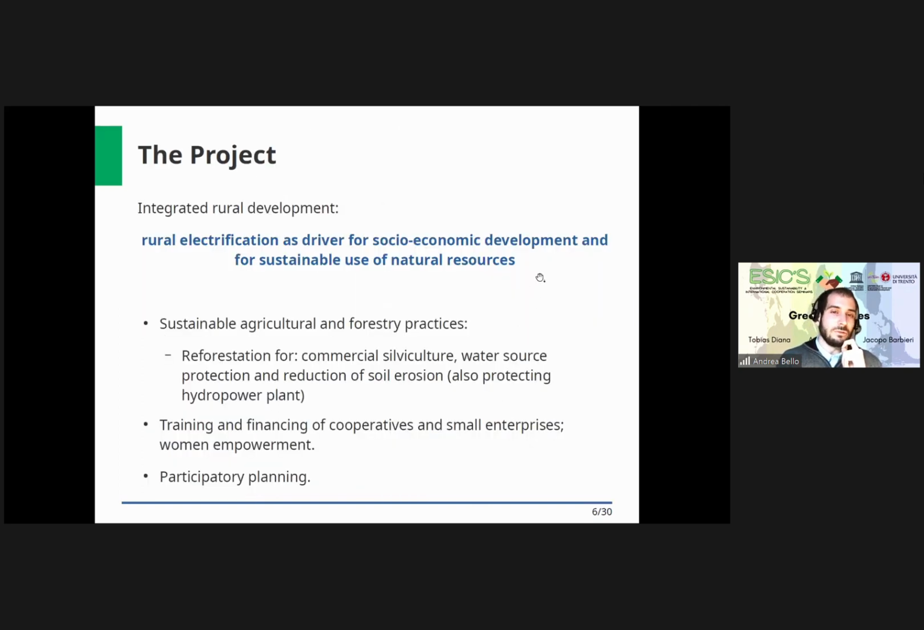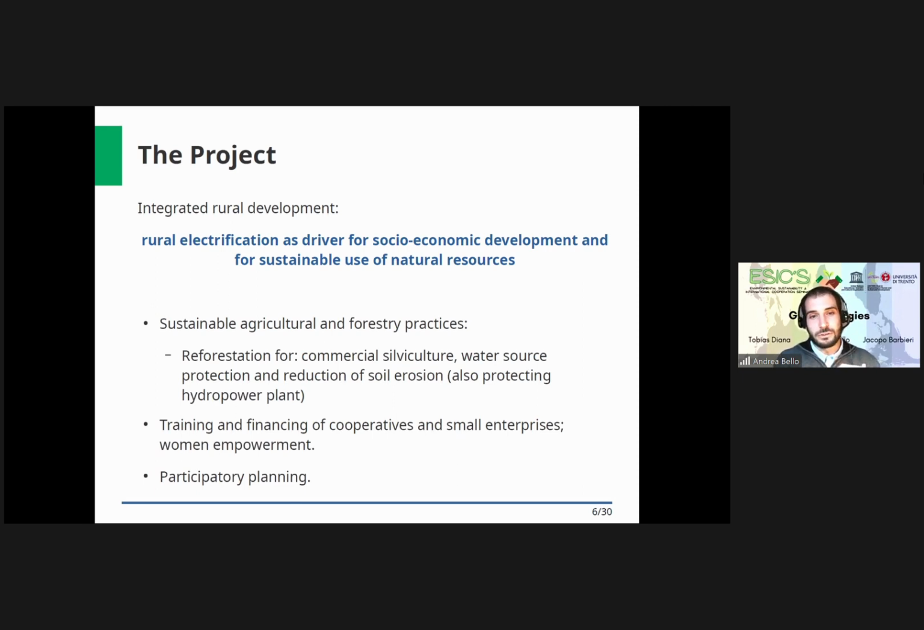So it was an integrated rural development. What does it mean? It means that it sees the electrification as a driver for socioeconomic development. So how is this achieved? Let's take an example. One of the activities was the reforestation. In that area, local farmers still use unsustainable agricultural practices like cut and burn. And so the project trained them to use more sustainable practices. For example, they reforested a large area, which allowed to develop a commercial silviculture.